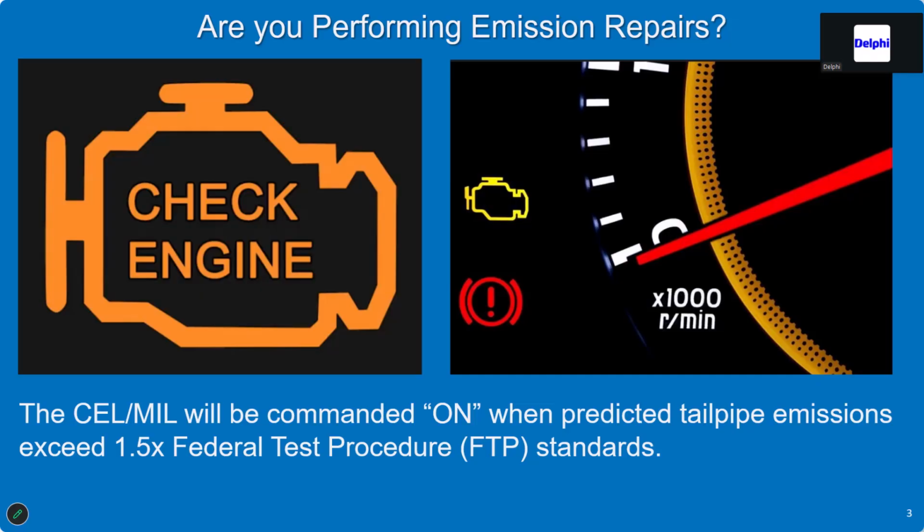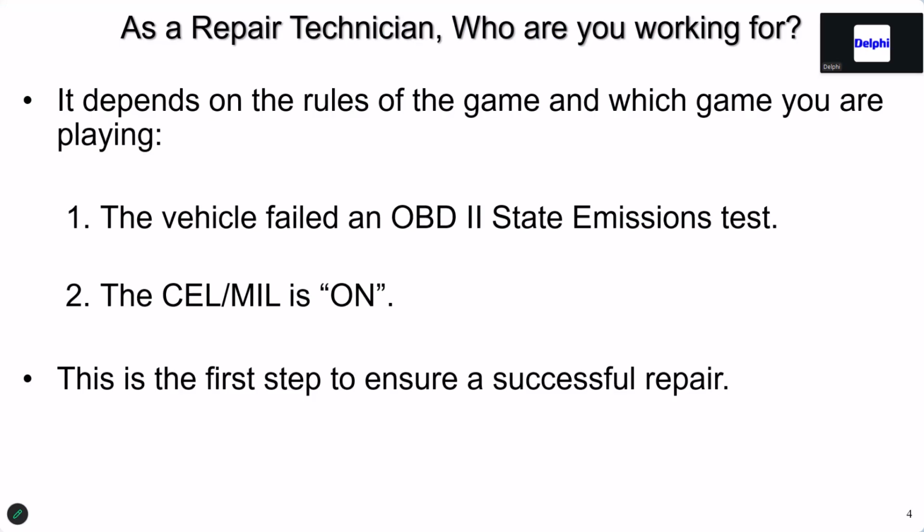And so when that light comes on, it means that federal test procedure, the predicted tailpipe emissions have exceeded federal test procedures by 1.5 times the standards. So we're trying to get that check engine light out. And there's a couple simple rules I like to follow. A good friend of mine from the automotive industry named Chris Chesney, he said this years ago, and I've always remembered that. As a repair technician, who are you working for? It depends on the rule of the game which you are playing.